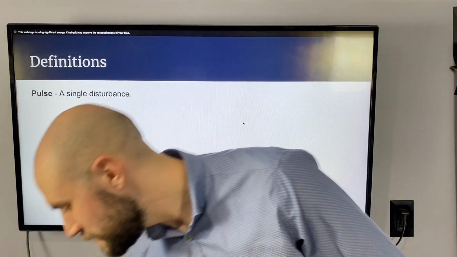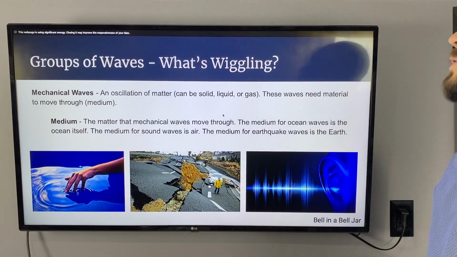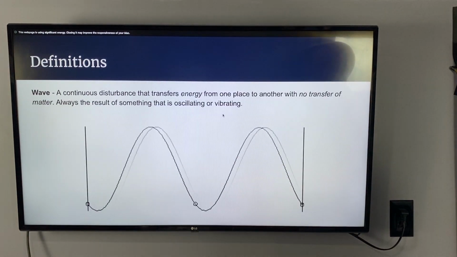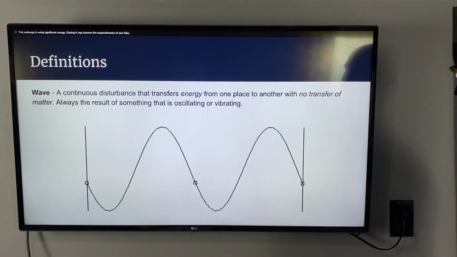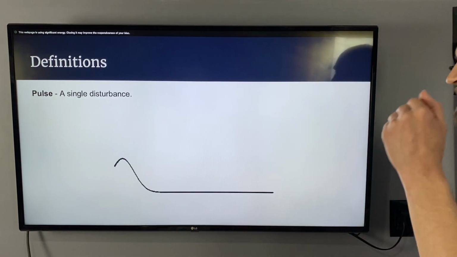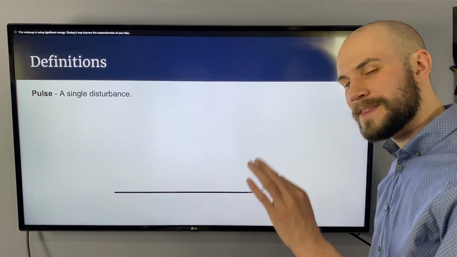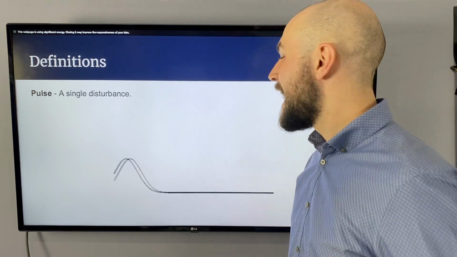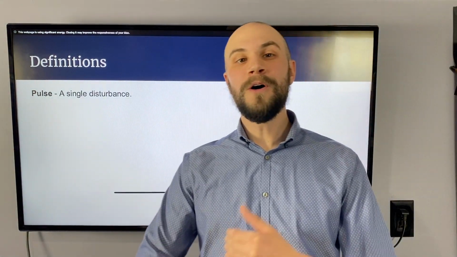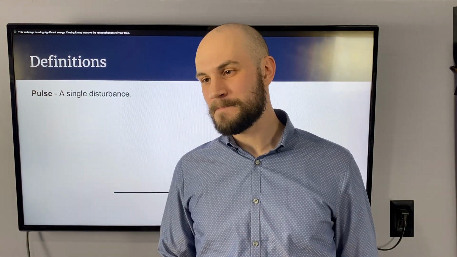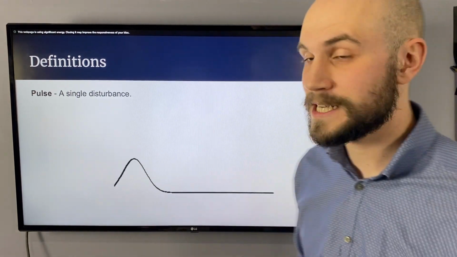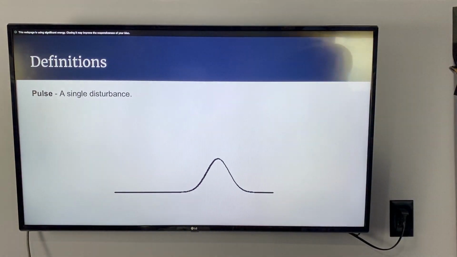So that's our first two definitions. We have what a wave is, a continuous disturbance, and a pulse is a single disturbance that moves off to the right, transferring energy without transferring matter. And I'm talking about waves in general. All types of waves follow these rules, no matter what type of wave we're talking about.